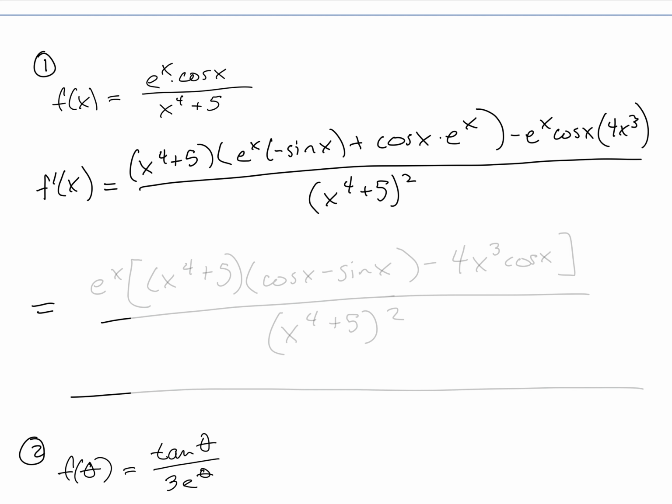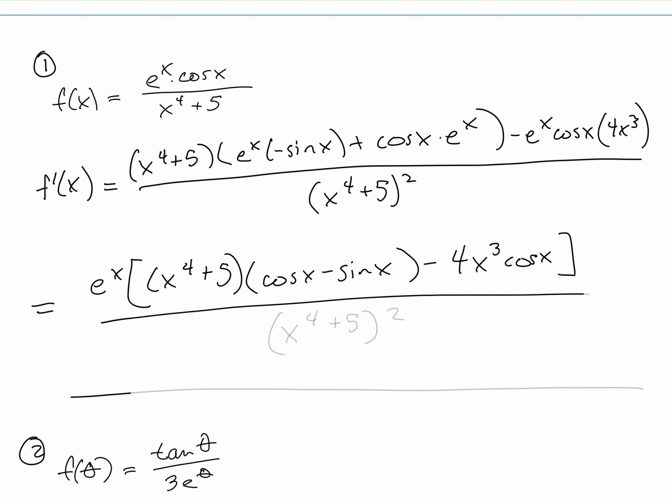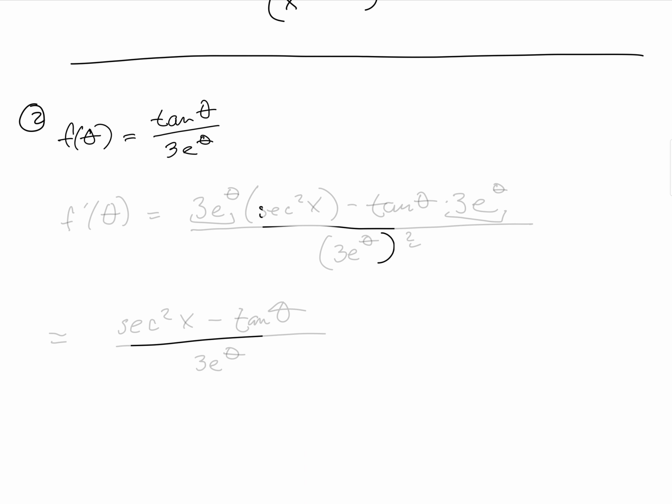I'm just going to write that as having an e to the x out front of the whole thing: x to the fourth plus 5 times cosine x minus sine x, just reversing those two to have the negative inside, just a way to make it look slightly prettier, minus 4x to the third cosine x, all divided by x to the fourth plus 5 squared. Okay, so our next function is f of theta is tangent theta over 3e to the theta.